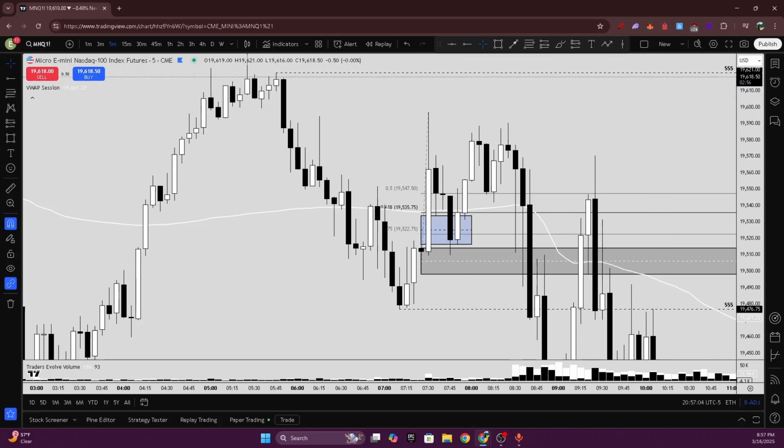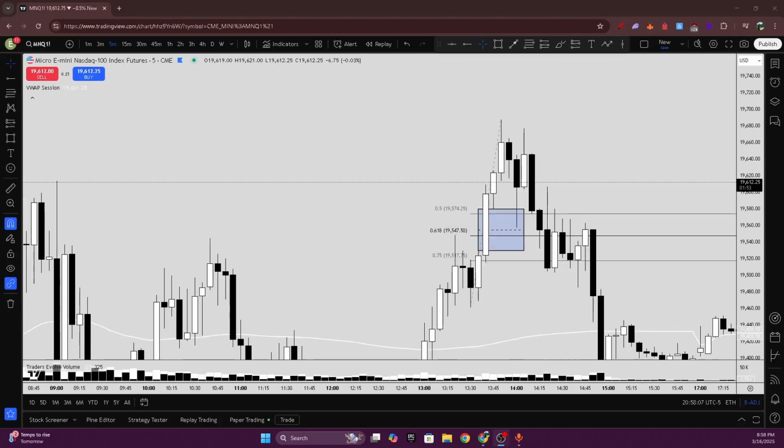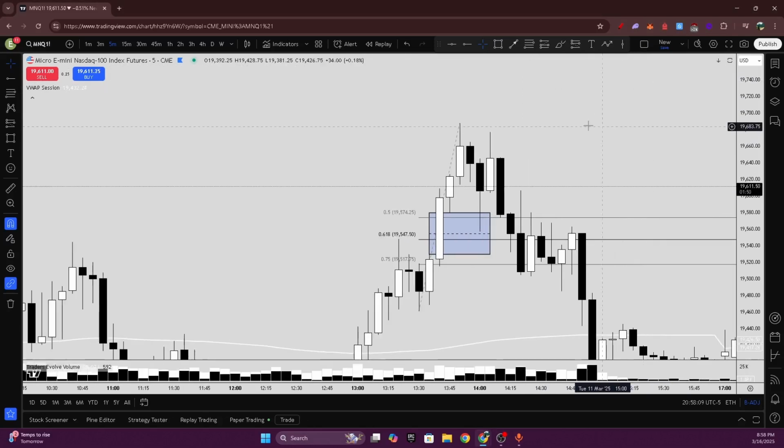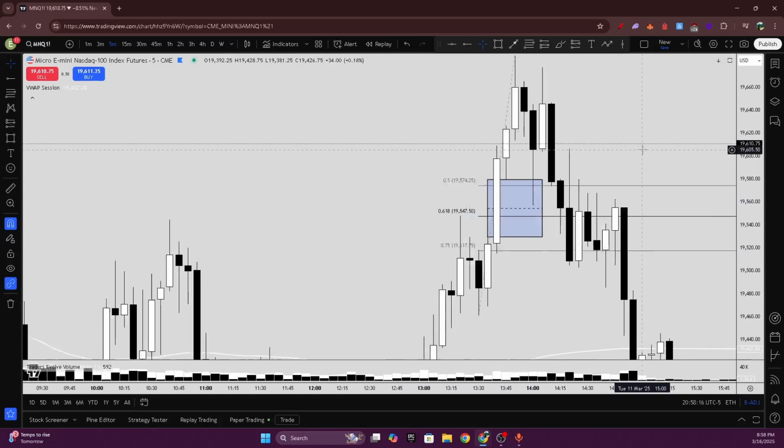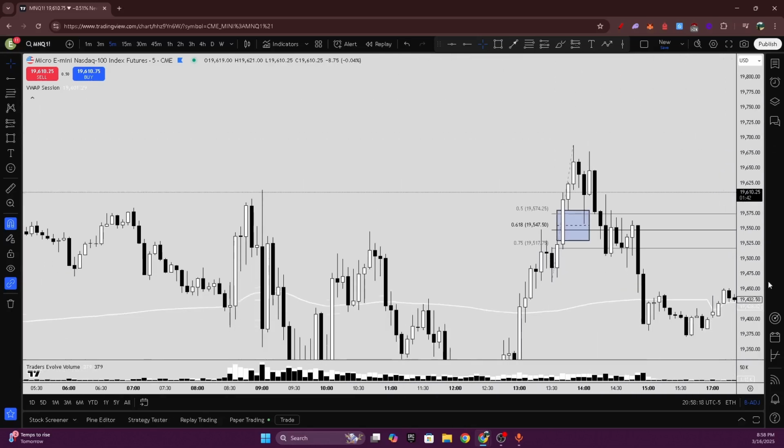Let me find you one more example before we conclude the episode. Okay, so here is another example. So this one does not use a zone, but we do use a fair value gap and the V2 levels. Additionally, we do not use liquidity in this analysis as well.